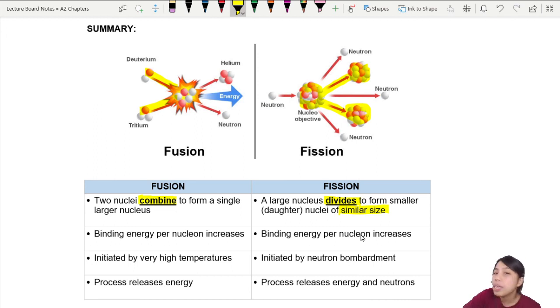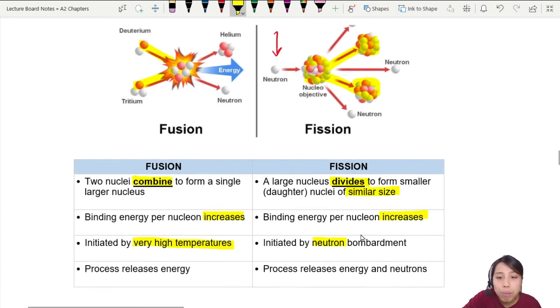But the ultimate goal is to be more stable. So the binding energy per nucleon will increase in both types, because you want to become like iron. You want to be stable at the top with the highest binding energy. In fusion, you are initiated by very high temperatures, which means high pressure also. Only then do you have conditions to overcome repulsion and join together. In fission, who starts this thing? A neutron bombards the nucleus, which then becomes unstable and splits up. So this one is a neutron that starts the fission process.